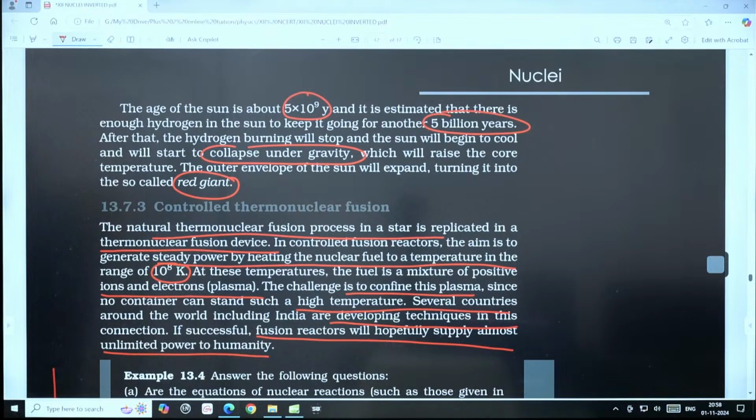That's a very huge amount of time. So we don't have to worry about our extinction because the sun will be there.